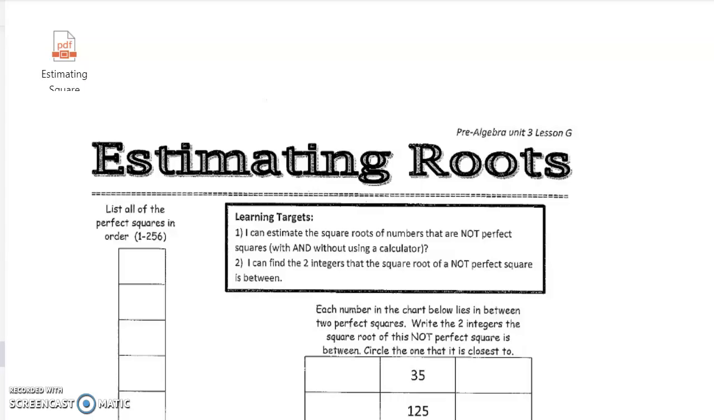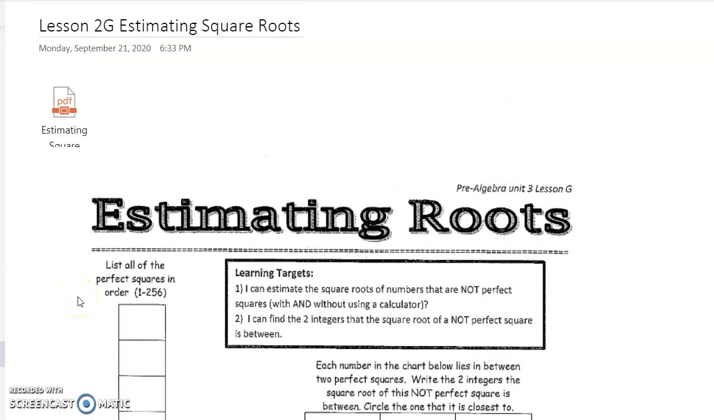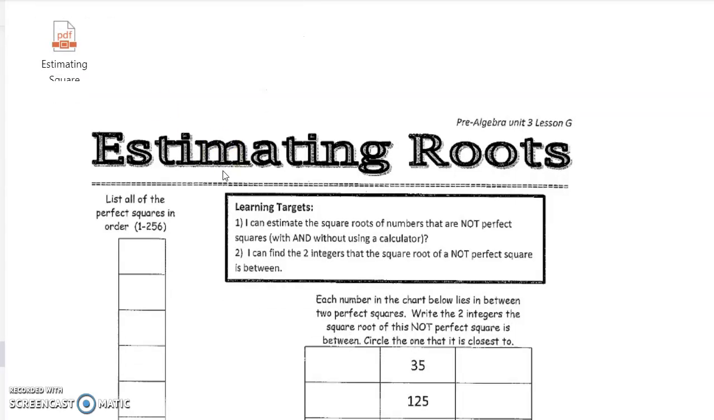Here is our lesson for the day: estimating square roots. It should be a pretty short lesson, so just bear with me for a little bit. It's on OneNote underneath your content library, or your class notes, sorry.